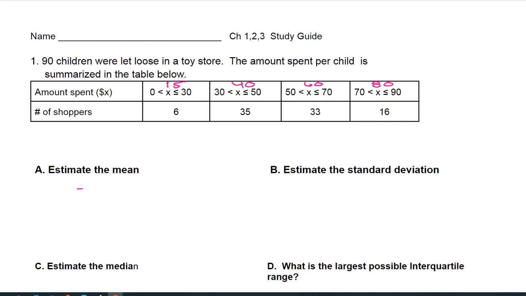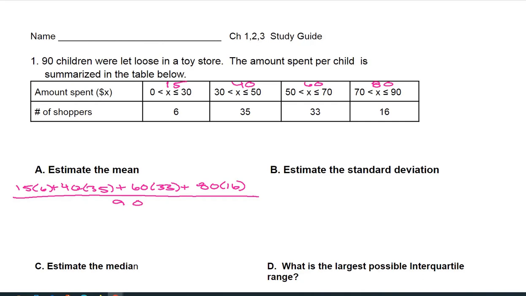So now to estimate the mean, I'm going to demonstrate I know how to do it by hand. I'm going to do 15 times 6 plus 40 times 35 plus 60 times 33 plus 80 times 16, and that is all going to be divided by the sum of the frequencies, which is going to be 90.